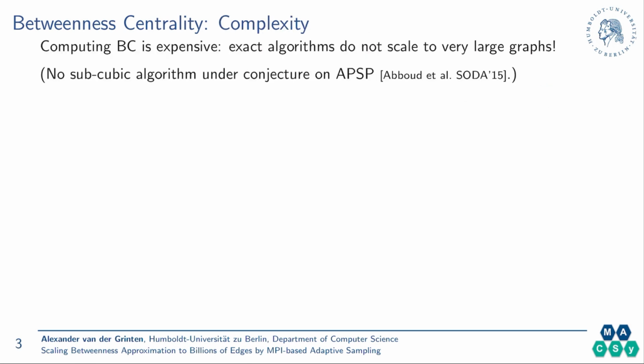There has also been an interest of the parallel computing community in betweenness centrality, and there are very fast algorithms to compute betweenness exactly. However, even fast parallel exact algorithms cannot scale to really large graphs due to the inherent complexity of the problem. In fact, there's a conjecture that no subcubic algorithm exists for betweenness centrality, and that is based on the conjecture that APSP cannot be solved in subcubic time.